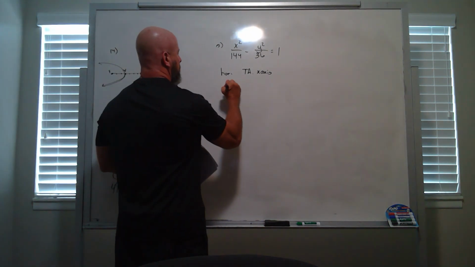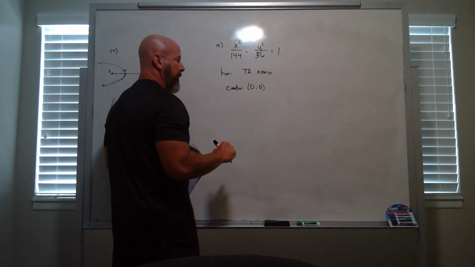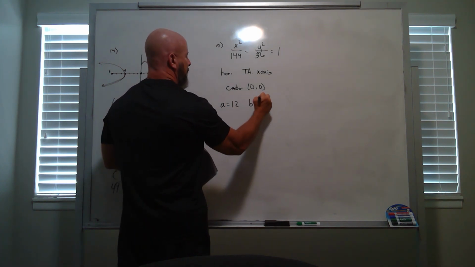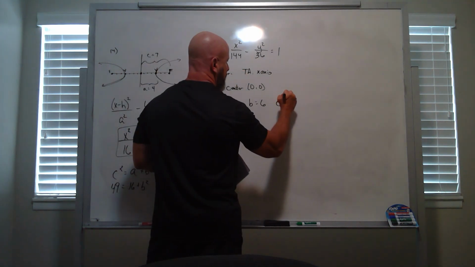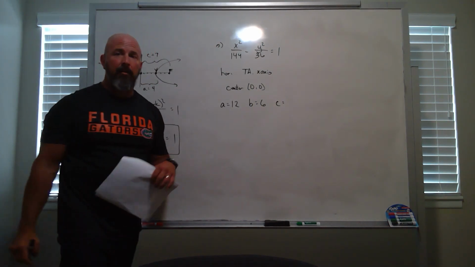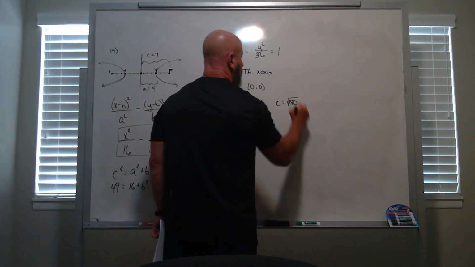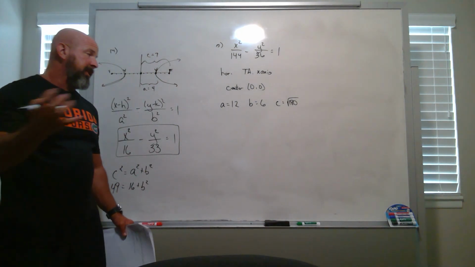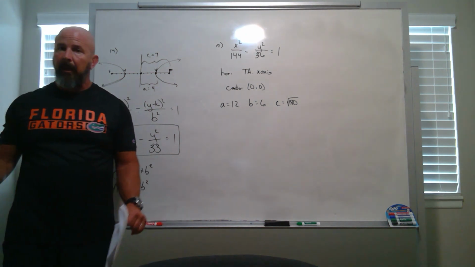The center, 0, 0. I don't have any h or k up there to worry about, other than 0. a is 12, b is 6. There's my square roots, like I've done before. c, 144 plus 36 would be 180. So c would be root 180. I'm happy with root 180. I'm happy with a simplified radical there. I'm also happy with a decimal. Makes no difference. Same as what we've talked about before.